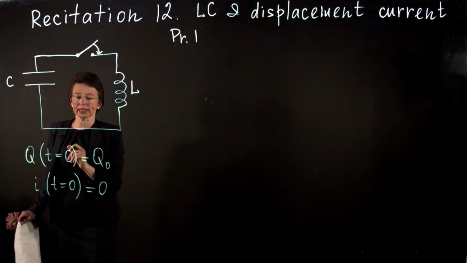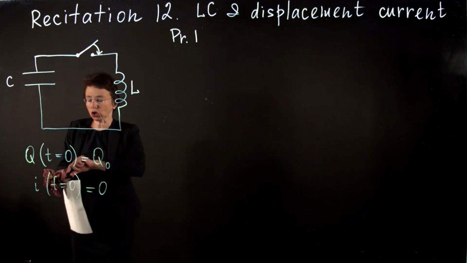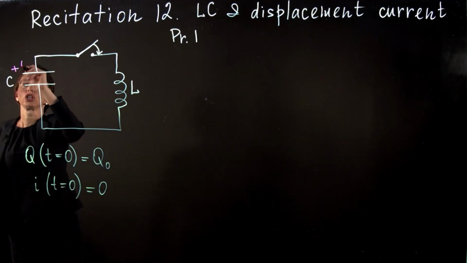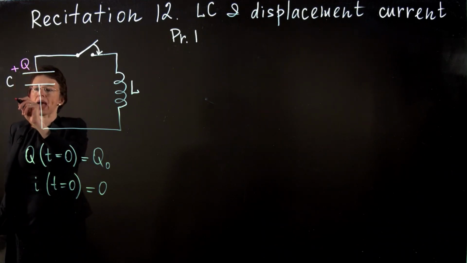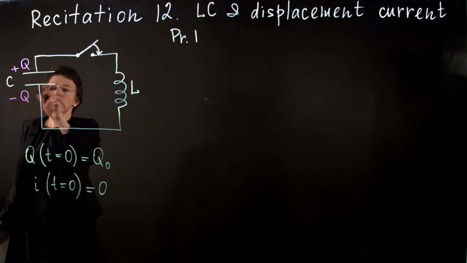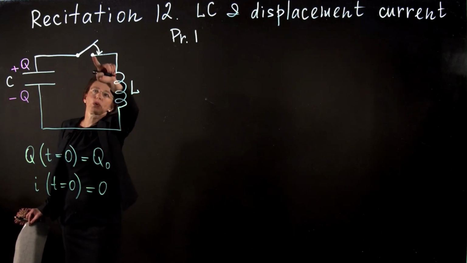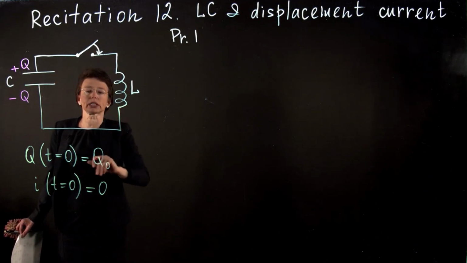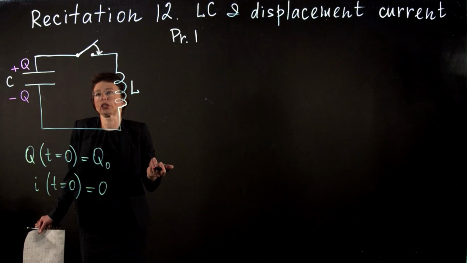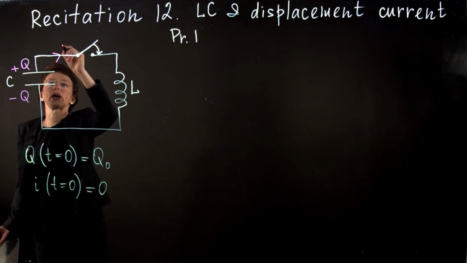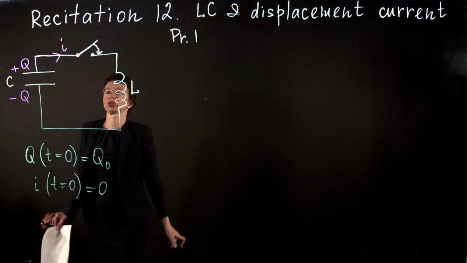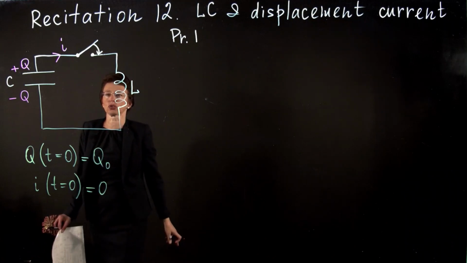So we need to make some decisions. I will choose plus Q, charge on the upper plate of this capacitor, minus Q, charge on the lower plate of the capacitor. Then when I close the switch, there will be current. Which direction of current do we choose? I will choose clockwise direction. You can choose counterclockwise. I choose clockwise.